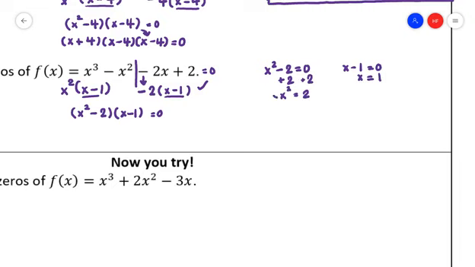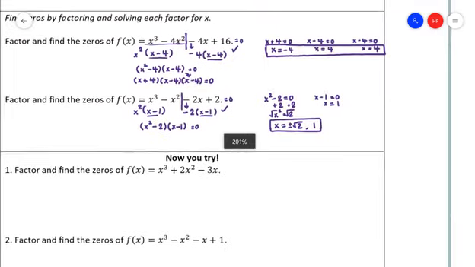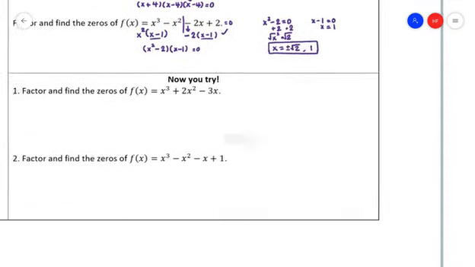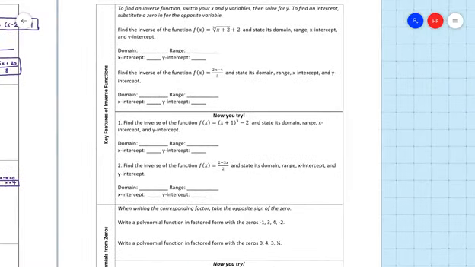With x squared equals 2, I need to take the square root on both sides. And I get x is positive or negative square root of 2. And then you have 2 problems that are very similar to what we just did.